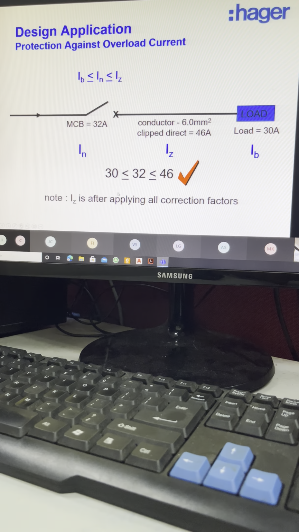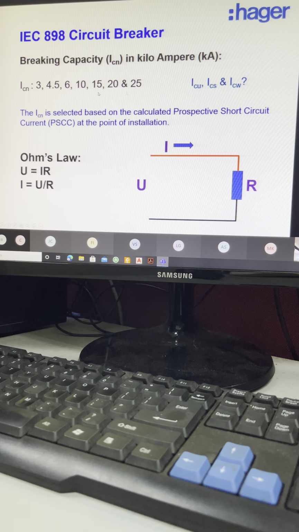Now let's talk about the second parameter, which is the breaking capacity. We will touch a bit on the ICU, ICS, ICW later, but let us first discuss the nominal breaking capacity. For MCB, the nominal breaking capacity is as small as 3 kA up to 25,000 amps. Some young engineers would like to know why this high current, these few thousand amps during short circuit, where it comes from.